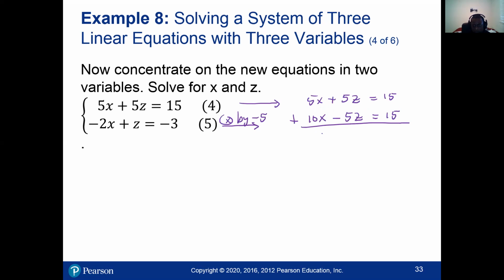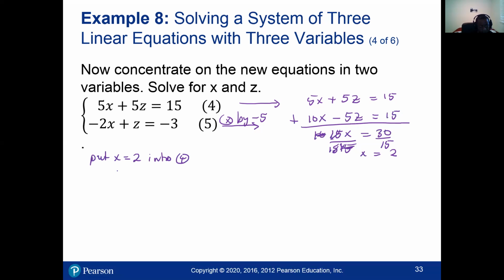We add, and this gives me 15x, that's 0 equals what? 30. Then divide this by 15, and this by what? 15. Okay, so x is equal to what? Is equal to 2. So now, how do I solve? I put in, now what? You substitute, you put x is equal to 2 into which equation? Either 4 or 5. It's equation 4.